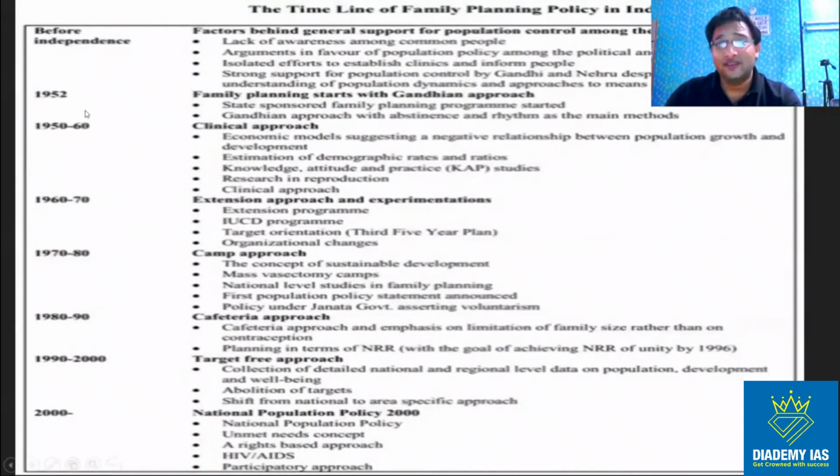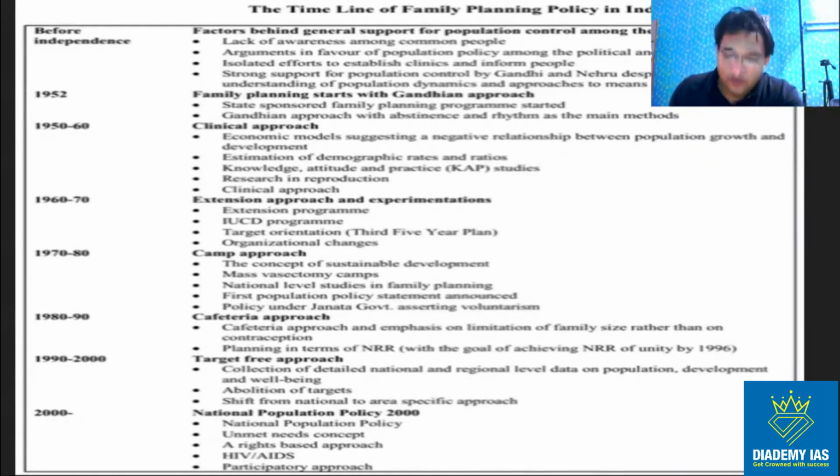Government has been taking various measures to control the population immediately after the independence. So immediately after the independence, we were among the first countries, in fact, the first country to start the formal family planning program. India is basically the first country to start the family planning program immediately after the independence.